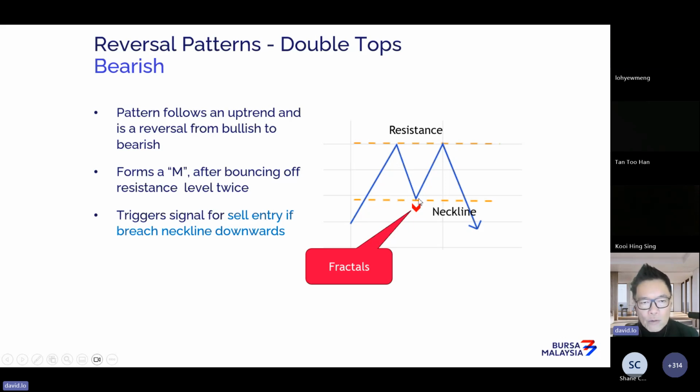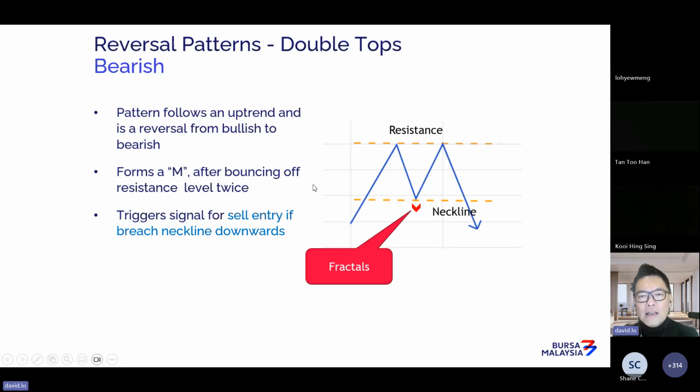Okay, the neckline will again be defined by a fractal. You will see this every time. So basically the double top is a bit like an M, right? So when it breaks that pointy thing here, which we call a neckline, you will see a fractal, and that is also a trigger for the stock market. You have to take some profits, okay? And for those of you who are trading futures, you could take a short position if it triggers this breach in the neckline. Okay, so that's a double top for you.